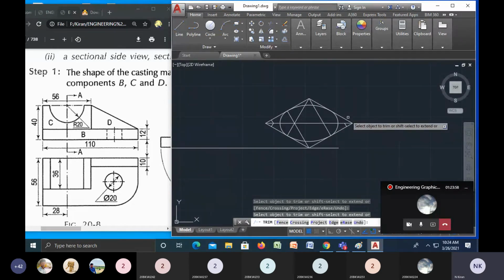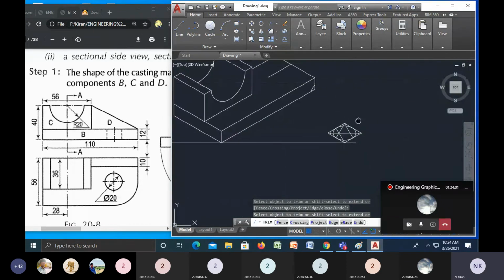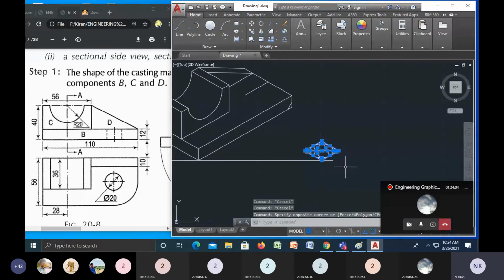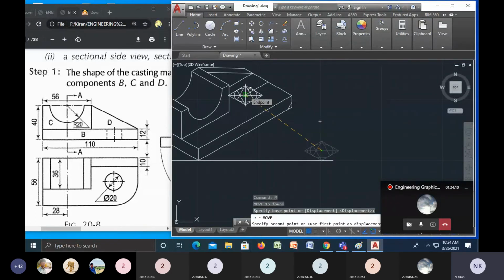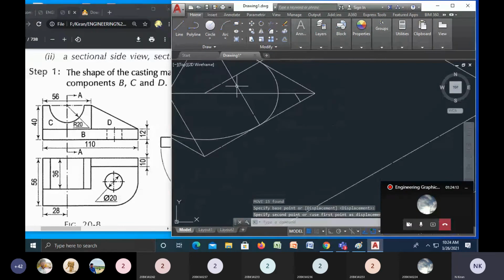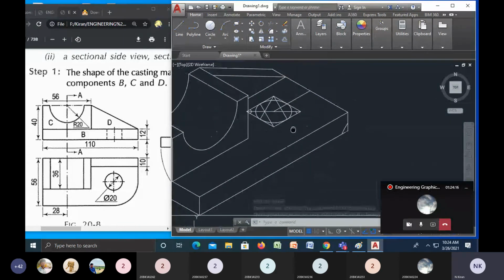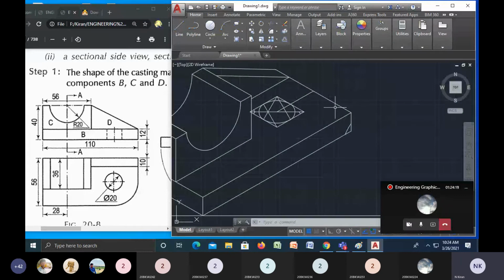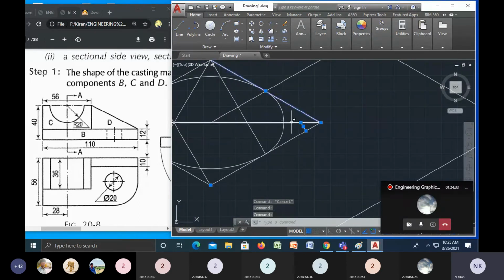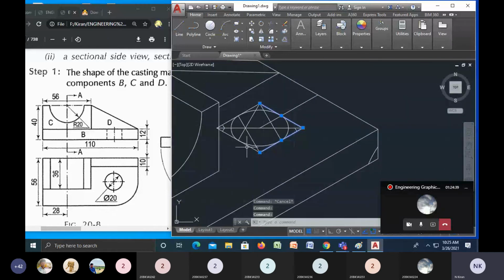Now first of all I will place this one here. I will select this one, escape, I will select this one, M enter, select the base point from this midpoint, and I will place it over here. Midpoint touched, right. Now whatever lines I don't need, one minute, I will remove all the lines which I don't need.